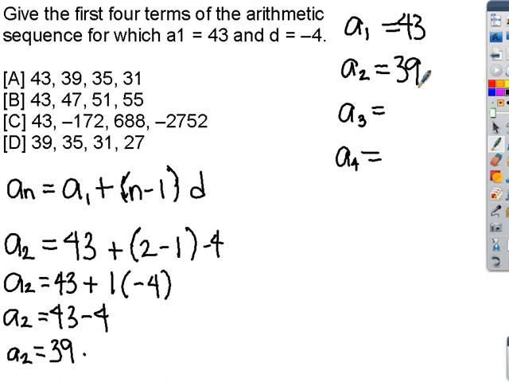Now I'm going to do the same thing to find out a sub 3. The only difference is that instead of a 2, I'm going to have a 3 here, and I'm going to have a 3 here. So let's just change those, and then we don't have to rewrite the formula. So everywhere that we see n, we're going to replace what we had with the 2 with a 3. Because our first term hasn't changed, and our common difference hasn't changed. Alright, so let's work this out and see what we get.